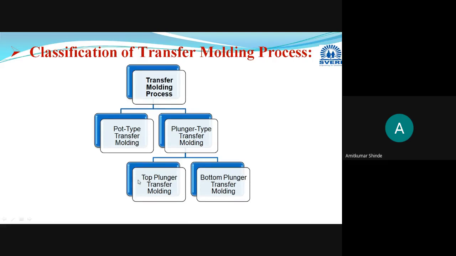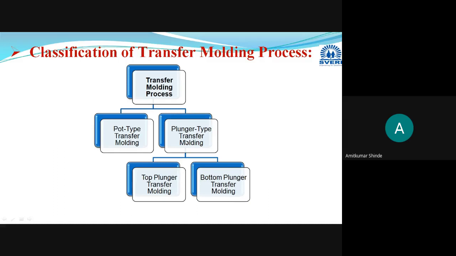This classification is done on the basis of the movement of the plunger. When the movement of the plunger is from top to down, in the downward direction, it is termed the top plunger transfer molding process. And when the movement of the plunger is in the upward direction, meaning the plunger moves from bottom to top, that type is termed the bottom plunger transfer molding process.